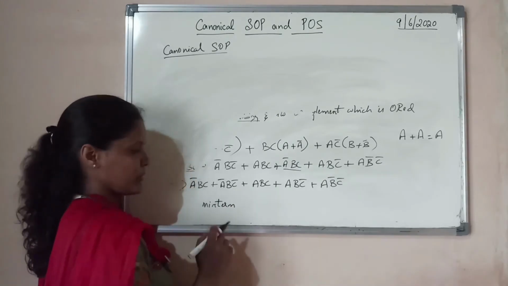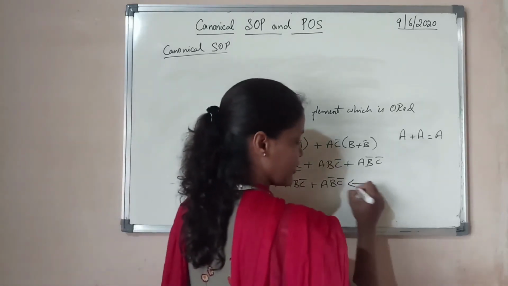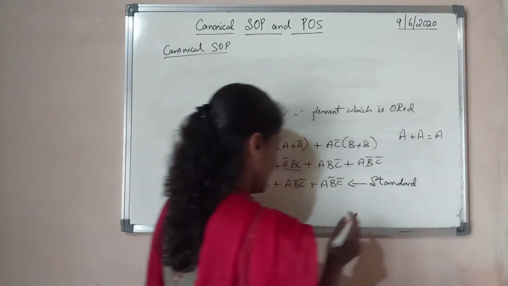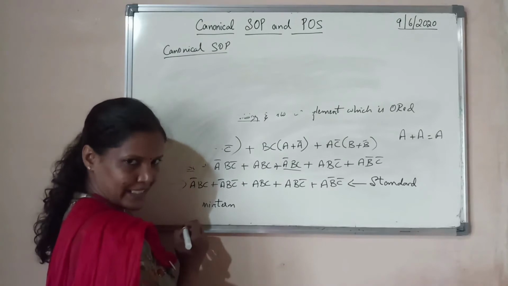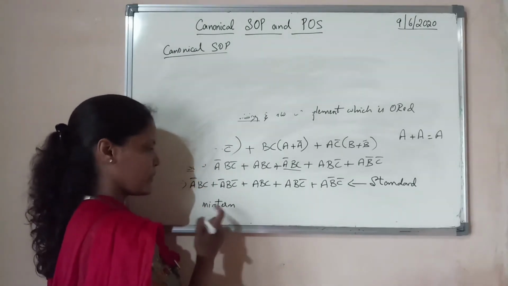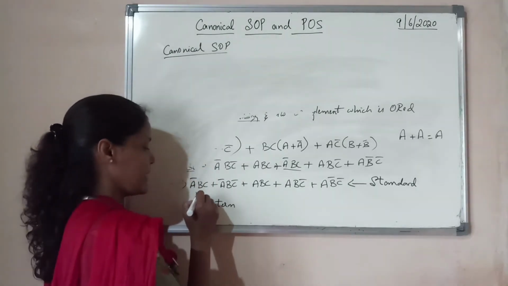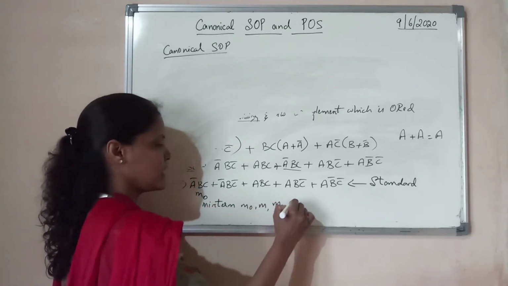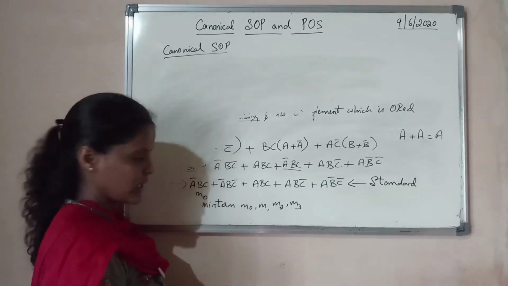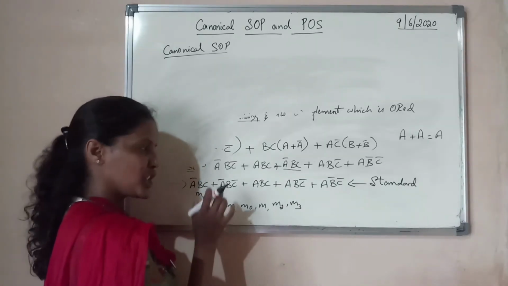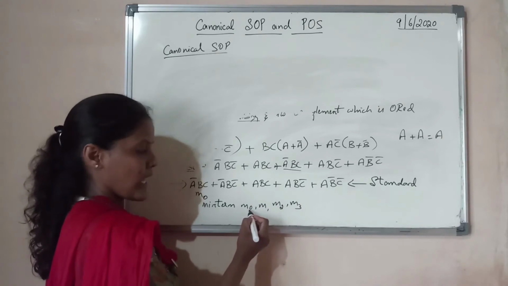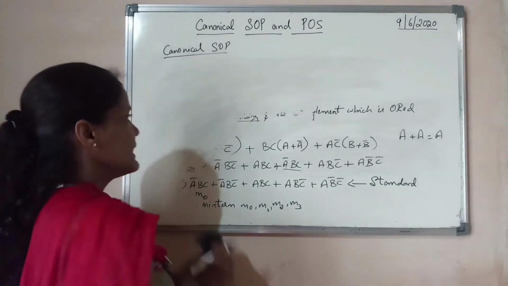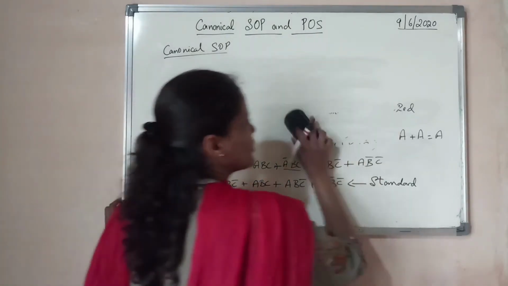Here each term in the canonical form or the standard form expression, we are going to call it a min term, and every term will be named m0, m1, m2, m3, like this. We are going to name each term in a particular expression as small letter m0, small letter m1, m2, m3, m4, and so on. In the same way, we have to write it in the truth table.